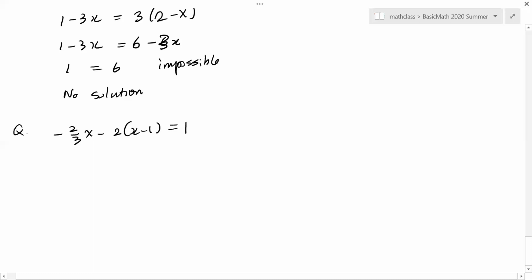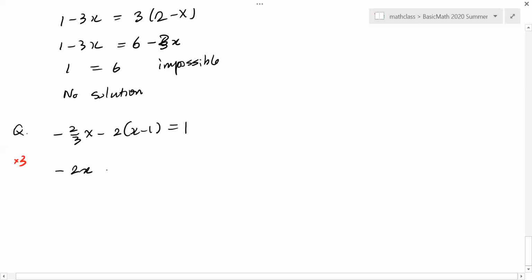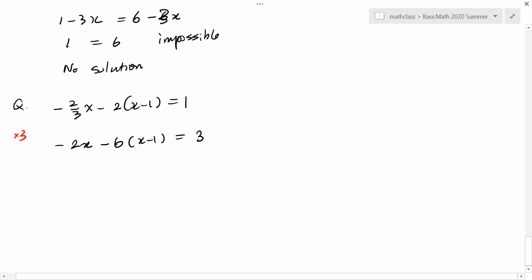All right, so let's see. Okay, you see one fraction there. So the idea is to get rid of the fraction first to make it easier computation, addition, multiplication. Okay, I multiply by 3 on both sides. So I will get negative 2x here. The second term, negative 2 times 3 would be negative 6. And that's 3. So some of you probably already see the mistakes in math.